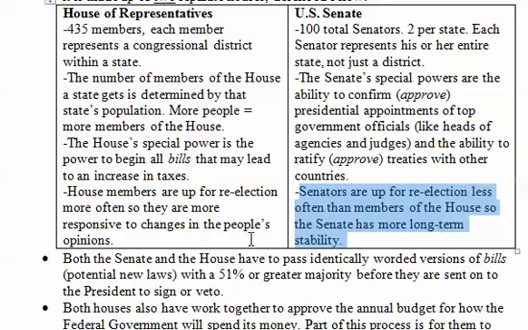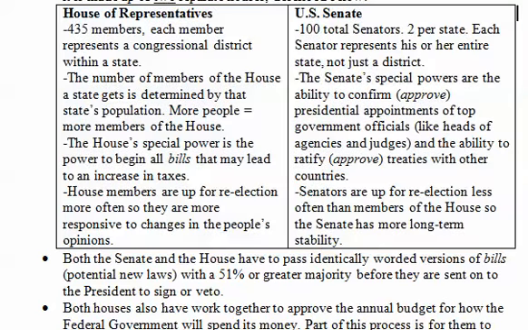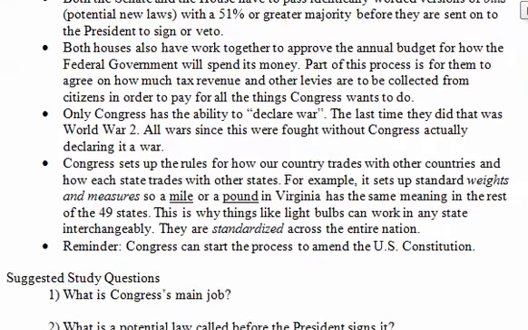Whereas on the other hand, the founders wanted the House to be kind of chaotic and changing as the nation changes. So that's the differences between the two houses, but there's a lot of stuff where both of the houses work together to do, and we're going to examine some of those.